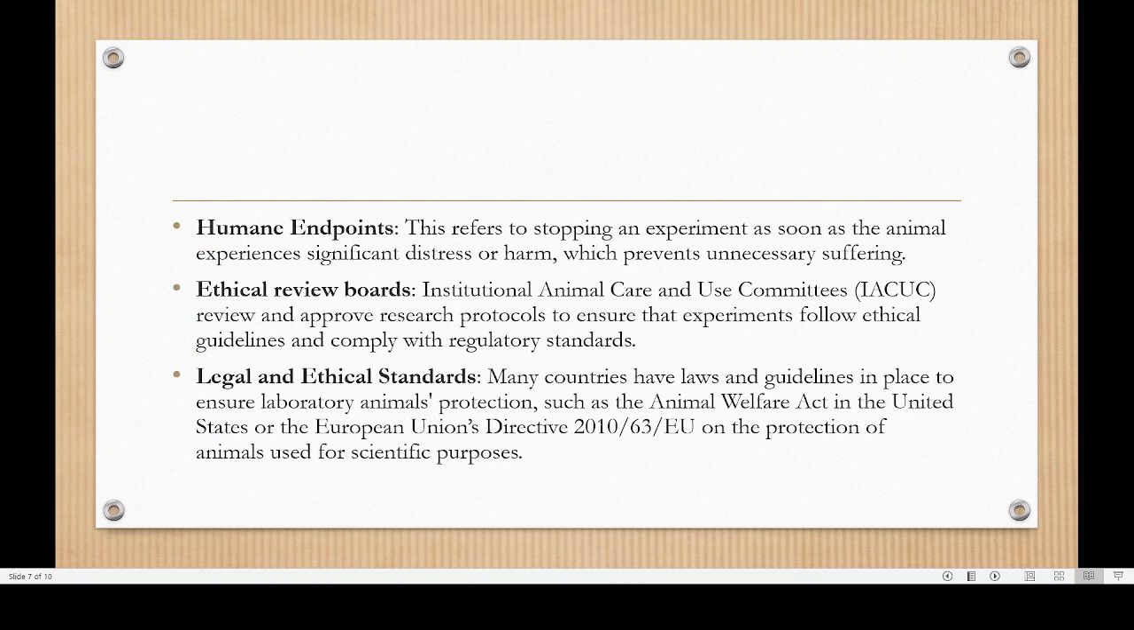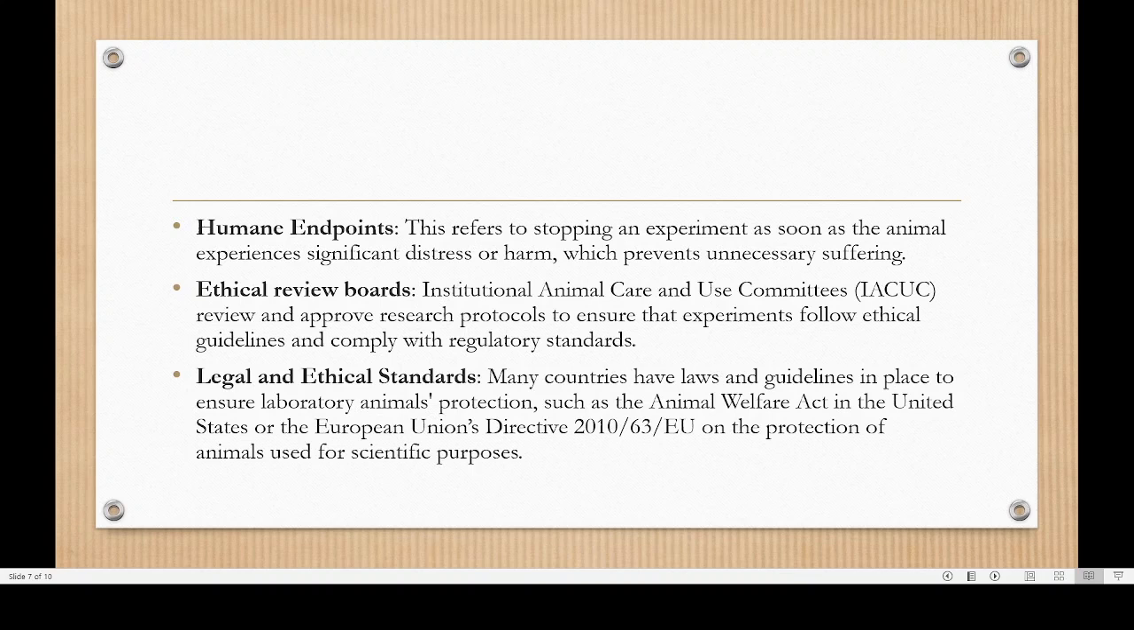Then finally, the humane endpoints. This refers to stopping an experiment as soon as the animal experiences significant distress or harm, which prevents unnecessary suffering. For example, we have introduced a virus into a rat, and instead of obtaining the expected result, we find that the rat is having too many problems. So what we have to do is stop that research. That is known as a humane endpoint. If we feel that the animal is suffering more than we expected, we have to stop the research. That aspect is known as a humane endpoint.